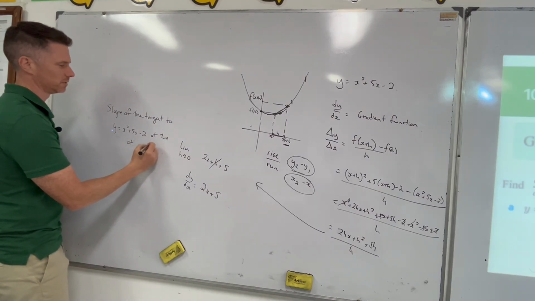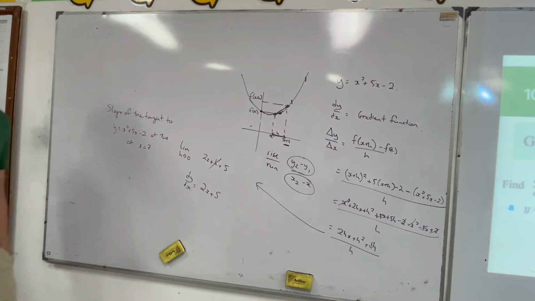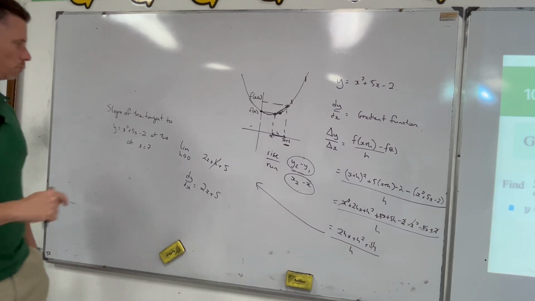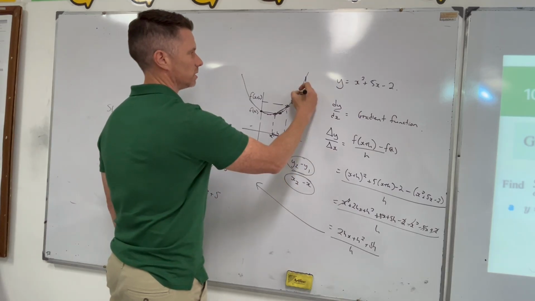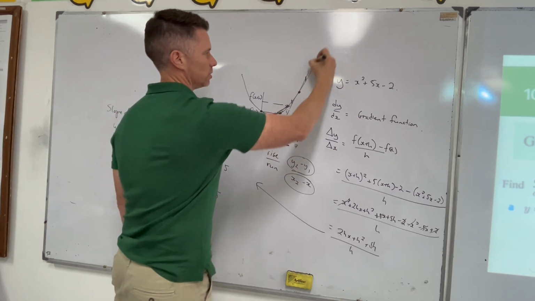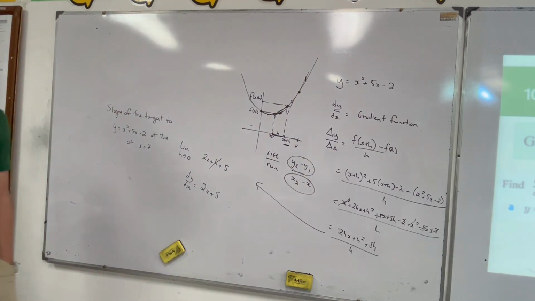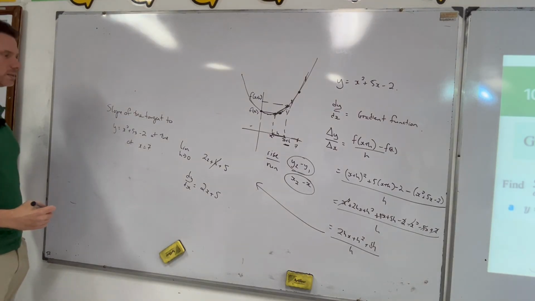At x equal to 7, let's just do that. I just wanted to use 7. So that is asking, when x is 7, somewhere down the line here, what's the gradient of the tangent at that point? If there was a line that was a tangent, what would be the gradient?